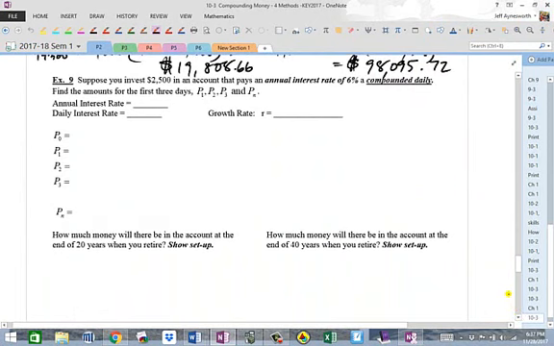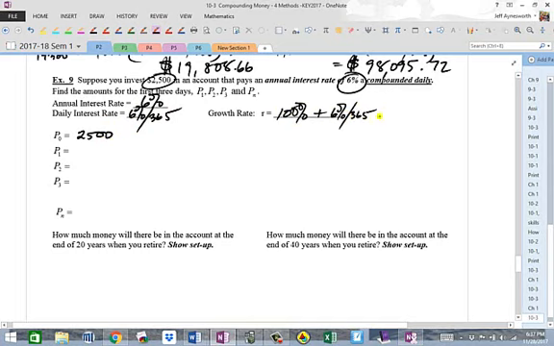Okay, here we go. Let's invest $2,500. Here we had 6%, and we're going to compound it daily. The daily interest rate is 6% divided by 365, but like I said, don't divide and round right there. Just leave it as is. This is 100%. The growth rate is 100% plus that. So R is equal to 1 plus 0.06 divided by 365. Let's go for it. We're going to multiply by our growth rate.